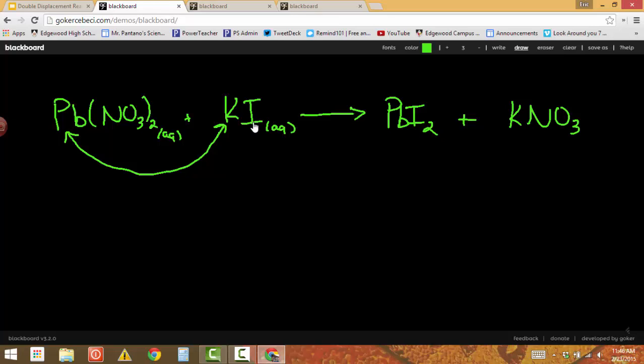We have 2 iodides. We only have 1 on this side, so I'm going to put a 2 in front of that. That gives me my 2 I's. That gives me 2 K's, so I have to put a 2 there to get my 2 K's. That gives me 2 nitrates, which I already have over here. So now it's balanced. Now, I didn't put in my state symbols because I'm not really sure yet how to do that. I need to learn my solubility rules. So we'll come back to this one.